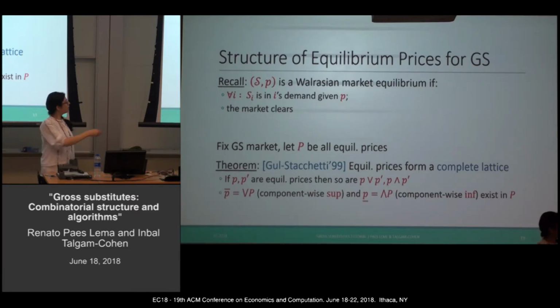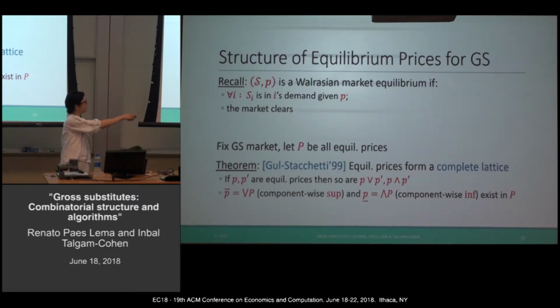So now let capital P be all the equilibrium prices, and a theorem by Gul and Stacchetti tells us that these prices form a complete lattice, meaning that, first of all, if I have two price vectors, P and P prime, if I take their join and their meet, they're also equilibrium prices.